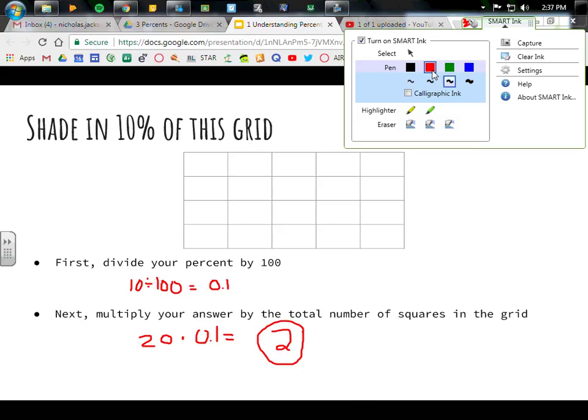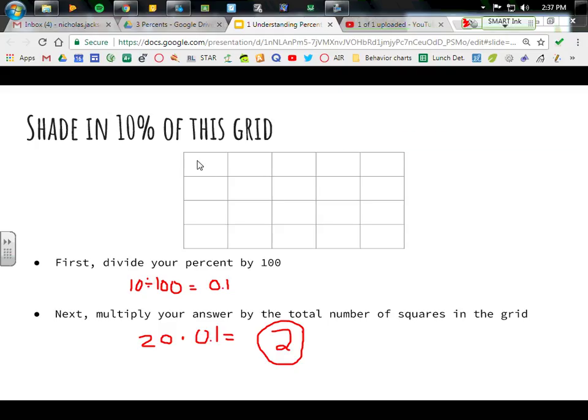So we'll go ahead and do that with a large ink. So we'll shade that, and we'll shade that. All right.